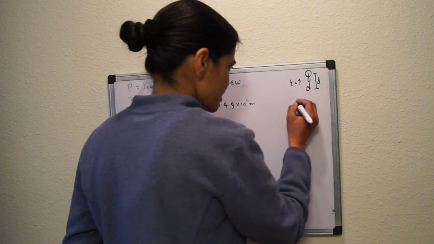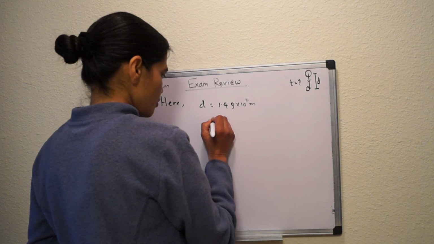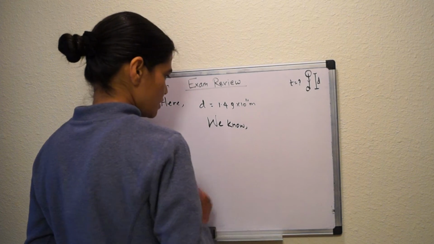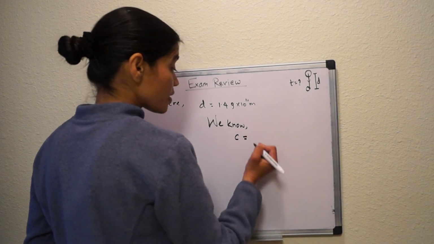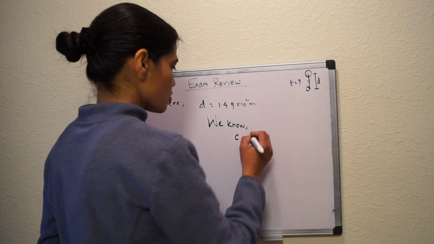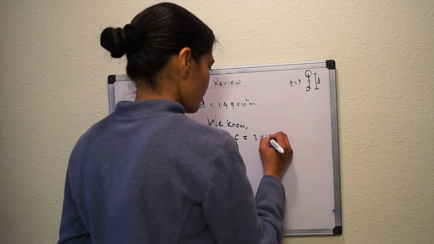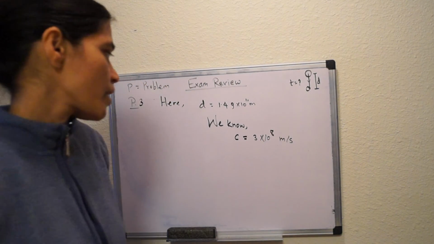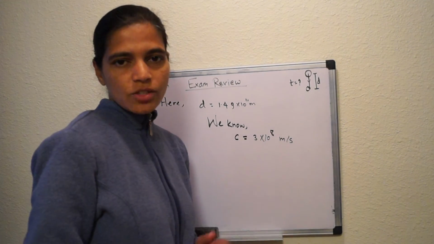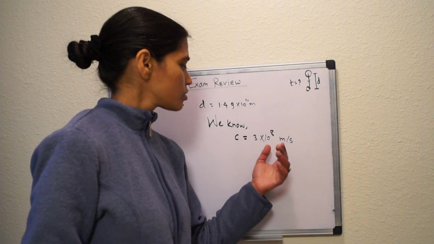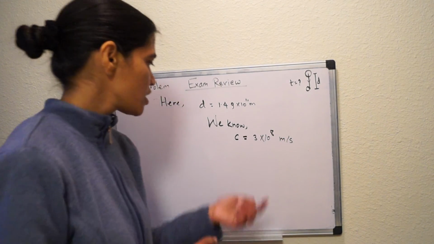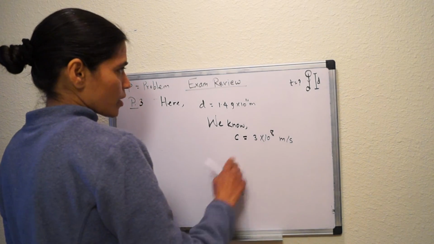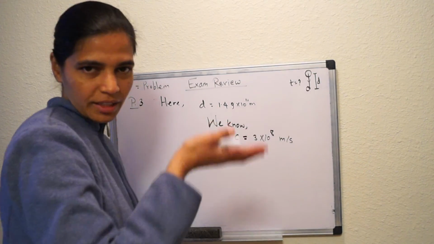This is really simple, right? What we know is c is the speed of light. c equal to 3 times 10 to the power 8 meter per second. That is the speed of light in vacuum, and we know in between there is a vacuum, a space.